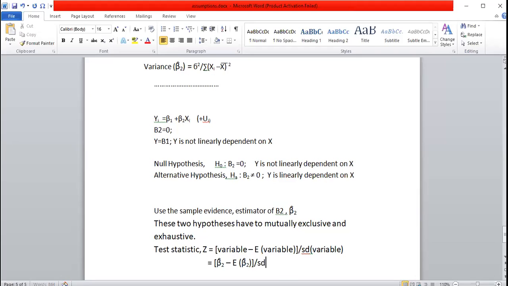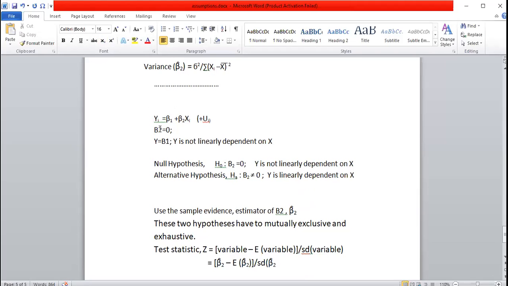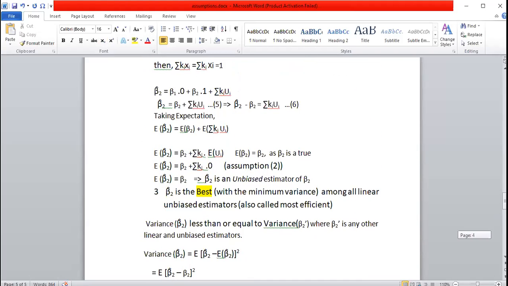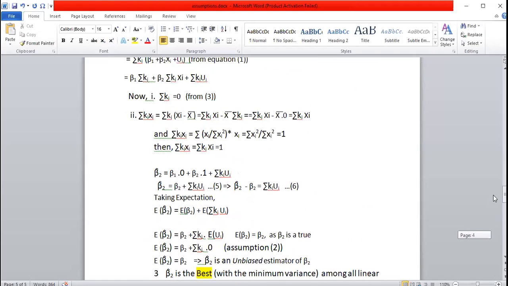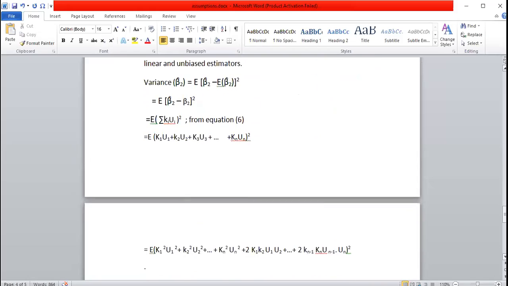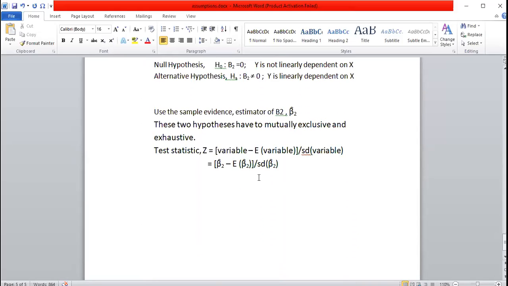It's a rule? No, because the estimator of beta 2 is beta 2 hat. So that's why the mean of beta 2 hat is always beta 2. We already proved that. Here, expected value of beta 2 hat equals beta 2, which implies beta 2 hat is an unbiased estimator of beta 2. If it's not unbiased, these tests are not valid. So we have proved that the expected value of beta 2 hat is beta 2.